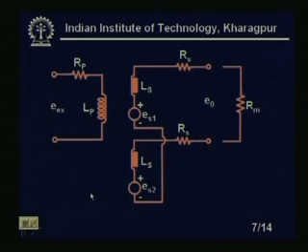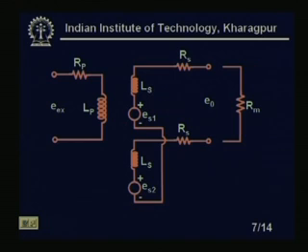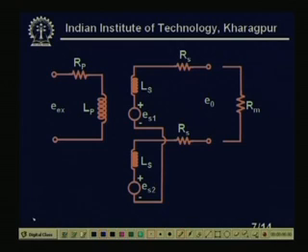This is our circuit. So, let us go back. In the following figure, a voltmeter with a finite input impedance Rm is connected. Find the expression for the frequency at which the phase shift will be 0. Okay, this is our circuit, you can see here. We have connected a voltmeter here, right, to measure this voltage.